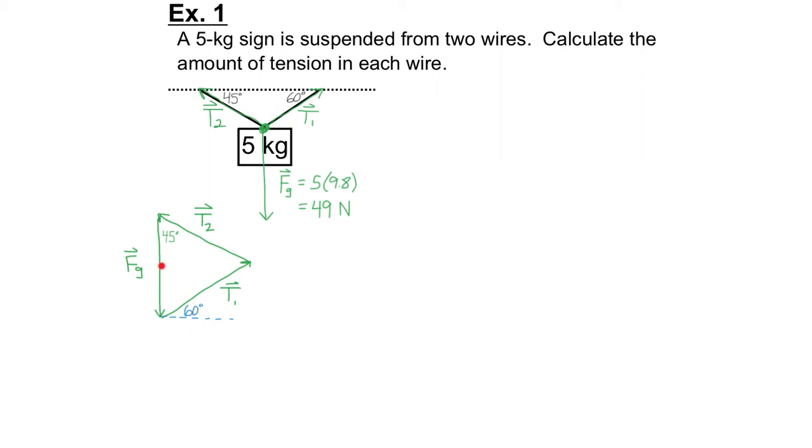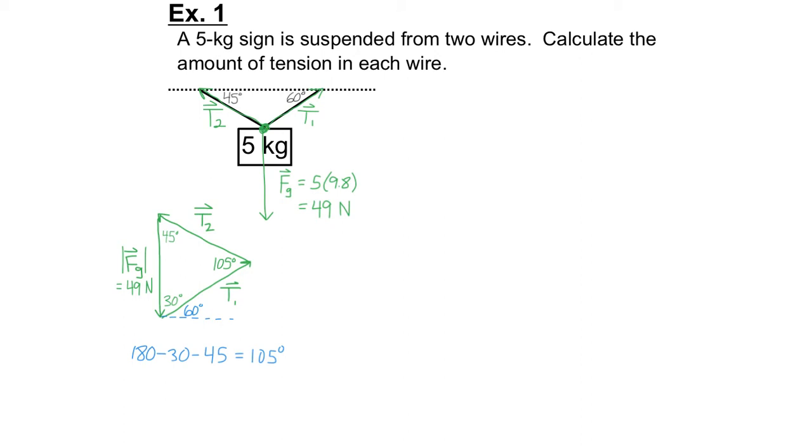Now, force of gravity hangs perpendicular to the horizontal. So if this is 60, the total's 90. That means I have a 30-degree angle in here. Now, if this is 45 degrees and this is 30 degrees, the third angle must be 105 degrees because all 3 angles inside a triangle have to add up to 180. Now, if I know the magnitude of the force of gravity is 49 newtons, and I know all the angles inside my triangle, then I can figure out the magnitude of the tension in the wires using trigonometry.